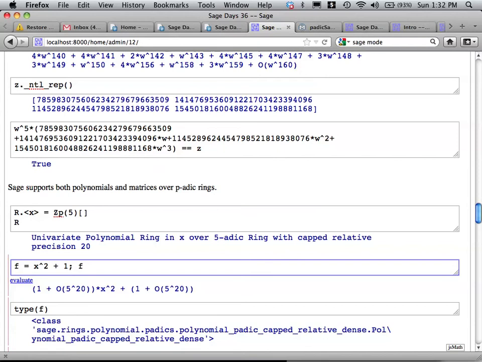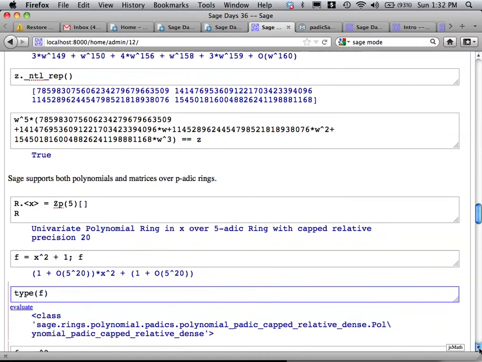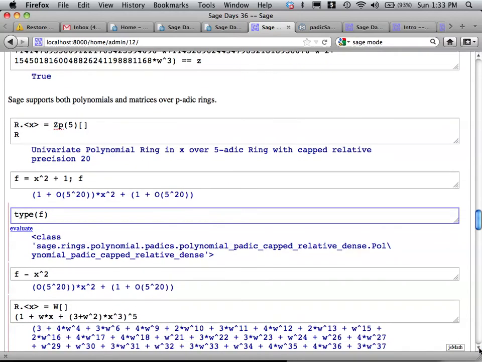I wanted to talk a bit about polynomials and matrices. Sage supports both polynomials and matrices with p-adic coefficients. Currently it's essentially a list of coefficients, where the precision is held within each coefficient.